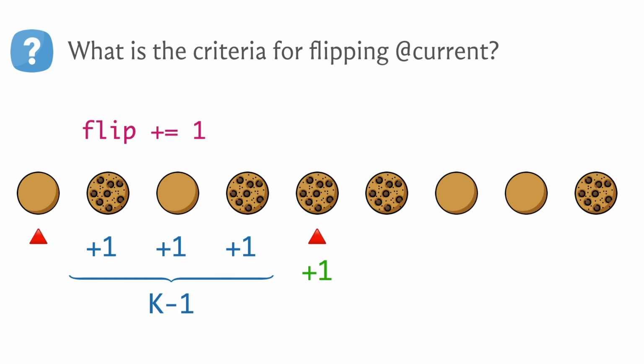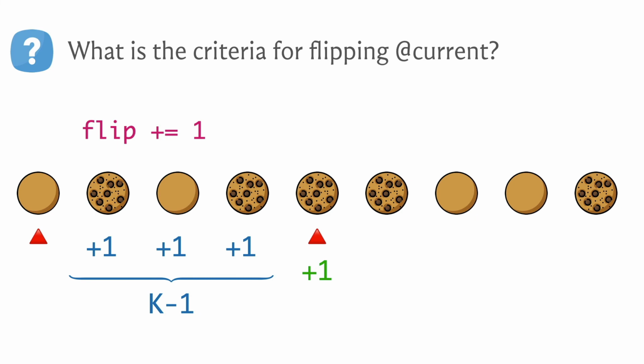The only piece that you need to fill in is the criteria for determining if the cookie that is being processed currently needs to be flipped or not. Once again, to recap, you have the value of the original state of the cookie and the number of flips that it has experienced so far. What would you do from here?